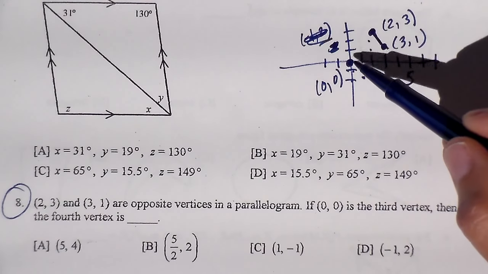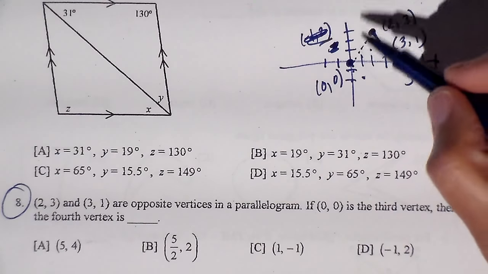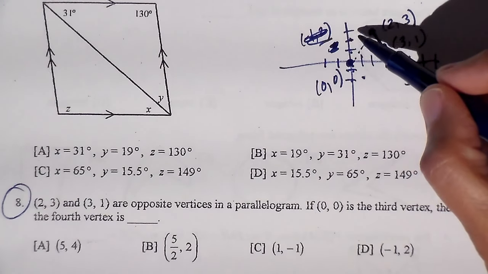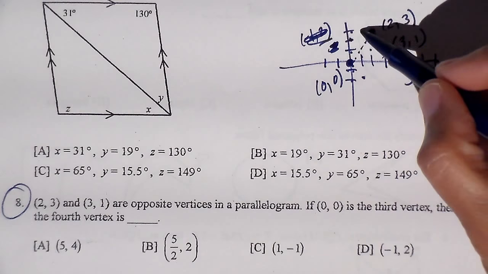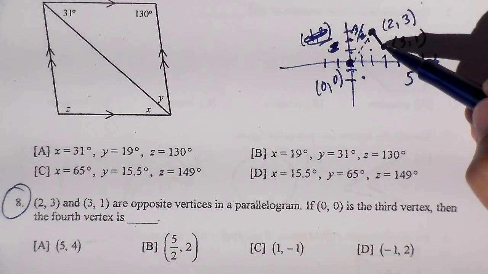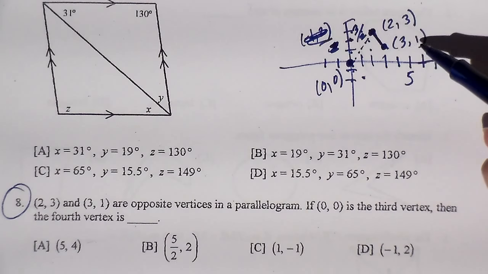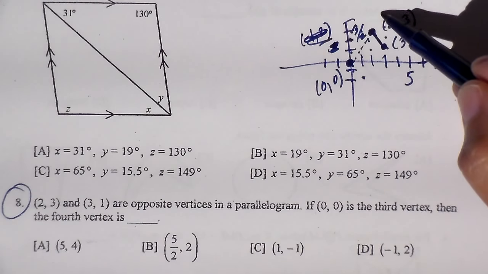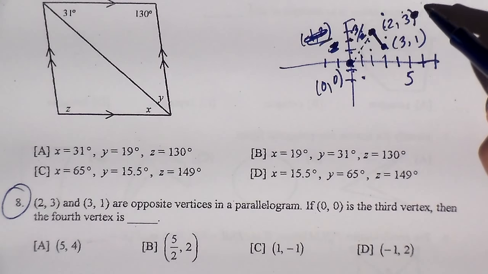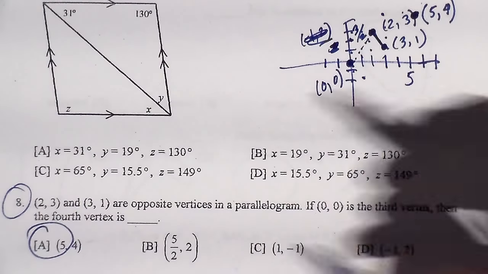What is the slope of this line here? Well, I go from (0, 0) to (2, 3). So I can count: up 1, 2, 3 and over 2. So my slope of this line is 3 over 2. To make a parallel slope, I have to have 3 over 2 as well. So I'm going to start at (3, 1) and go up 3 and over 2, which puts me at (5, 4). So the answer is A, (5, 4).